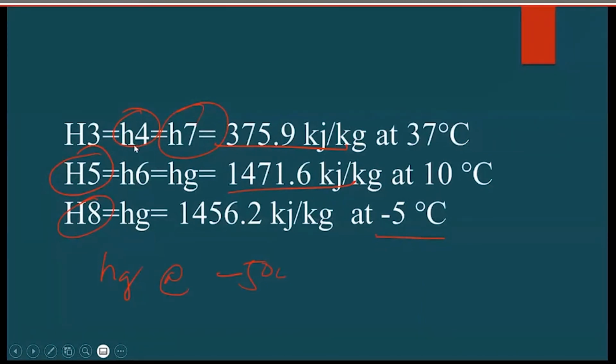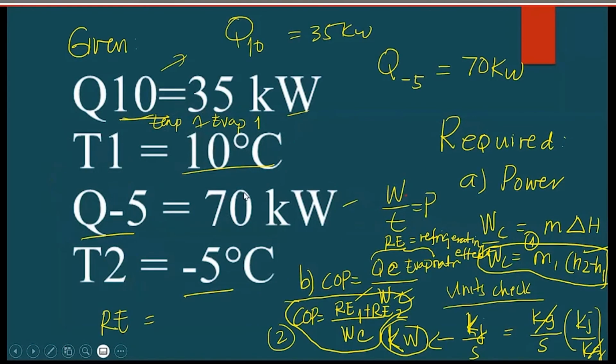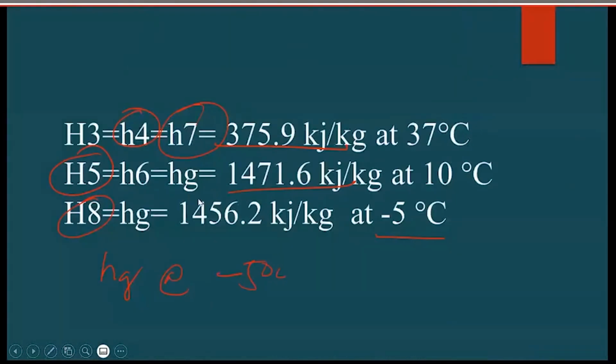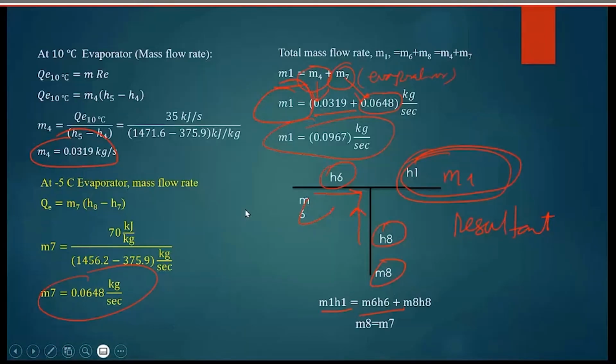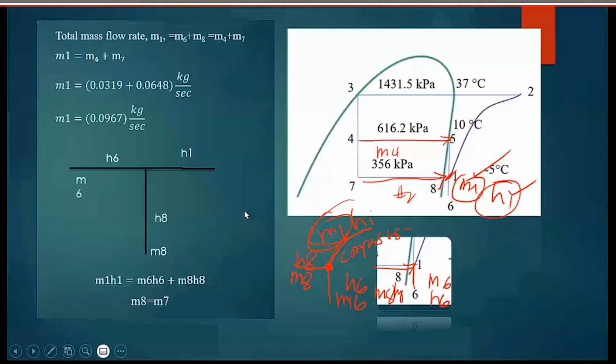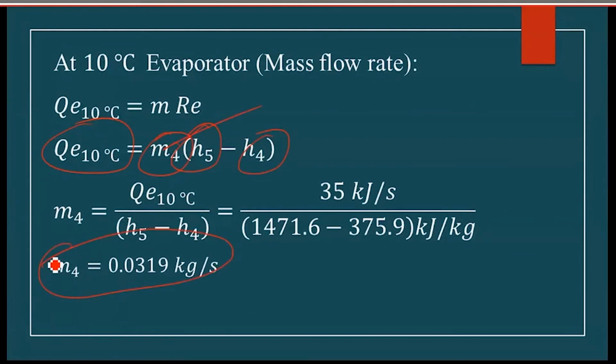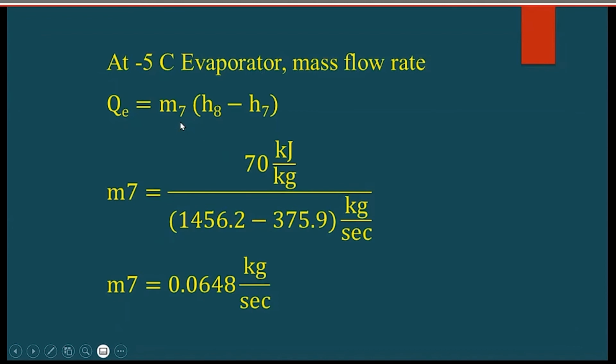And enthalpy of 3 is equal to 4, and the other enthalpy involved is H5. So we have already H5, which is the enthalpy of gas. So easily we can get the mass, no? Because we have to plug in only, right? So we have the heat load at the evaporator 1. We have H5, we have H4. Easily we can get the M4, right? So M4 is this. So that is the way to do it, no, by calculating the refrigerating effect at the first evaporator.